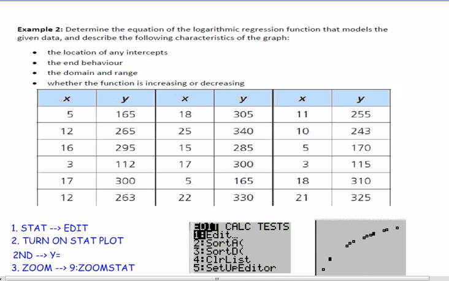All right, so now let's get to the regression stuff. So grab your calculators. We all need our graphing calculators. We all do.